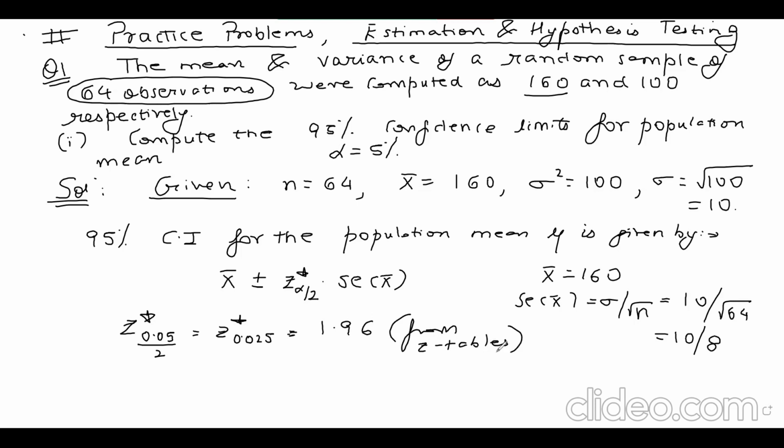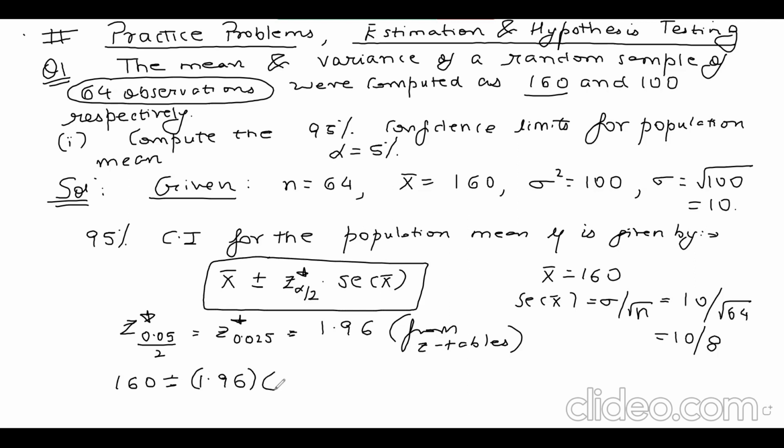So my confidence interval is x bar. If I just plug in the values here, it's x bar, which is 160, plus minus 1.96 times 10 by 8. How much is 10 by 8? 10 by 8 is 5 by 4. 10 by 8 comes out as 1.25.